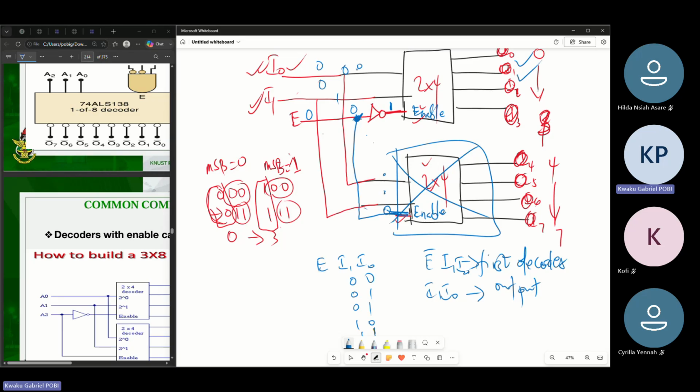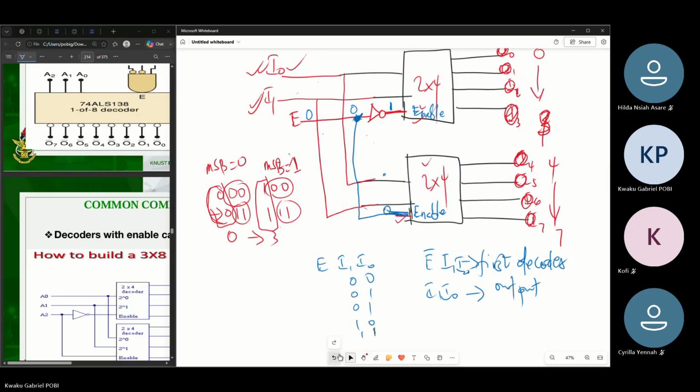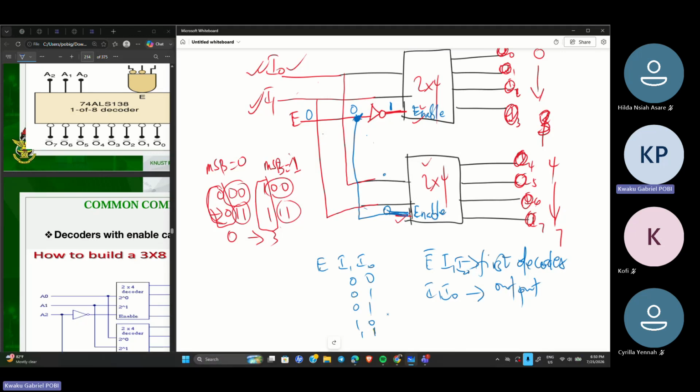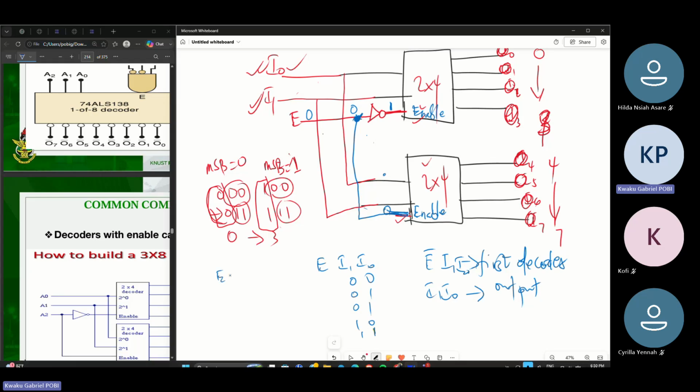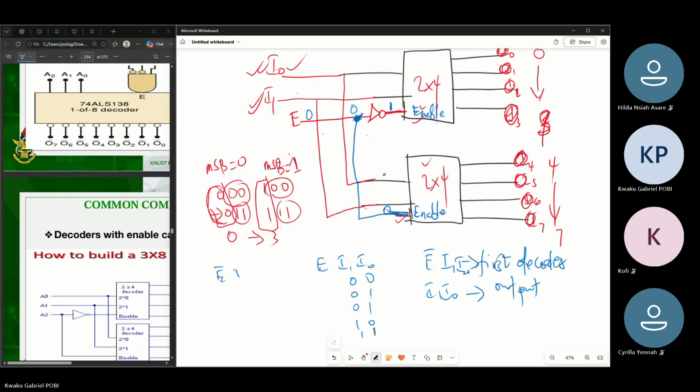If you have 1, 0, you see O2 at the output. And then you have 1, 1, you see what? O3 at the output in that case. And then in the case where I have the enable as high or 1, if E is 1 here, the first decoder will be implementing E bar, I1, I0, because here has been flipped. There is a NOT gate here, right?